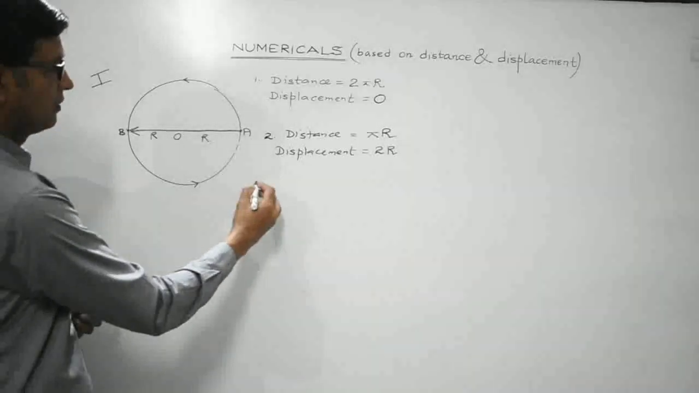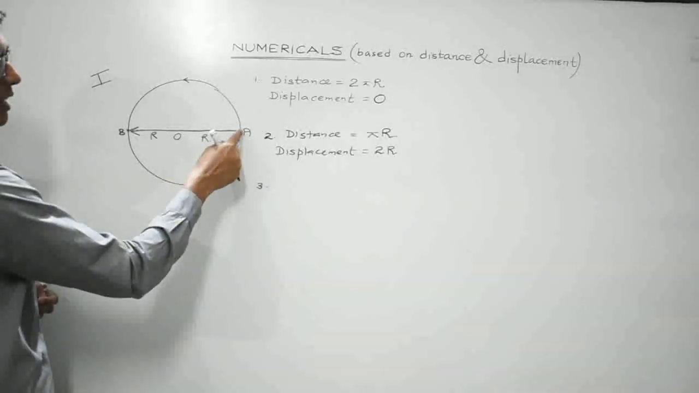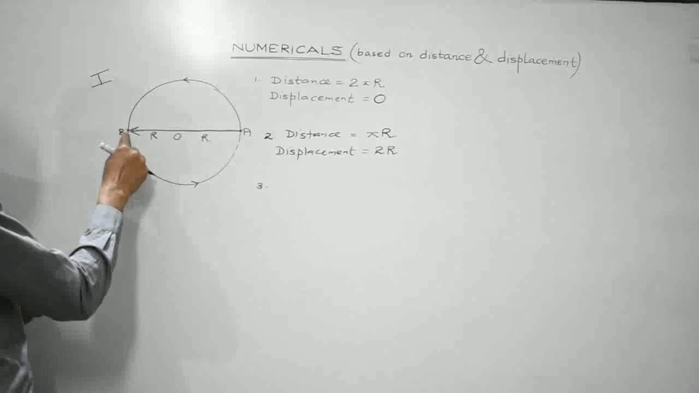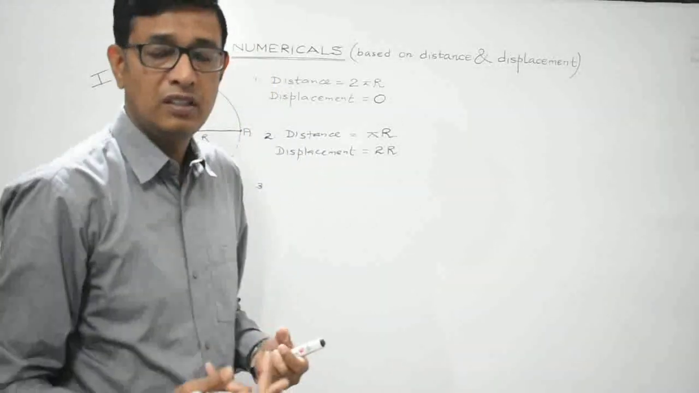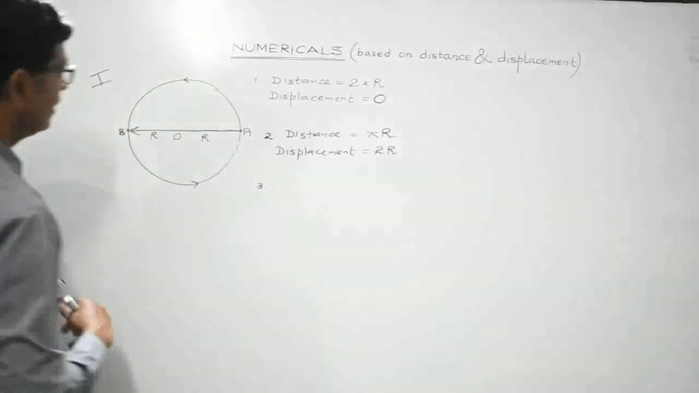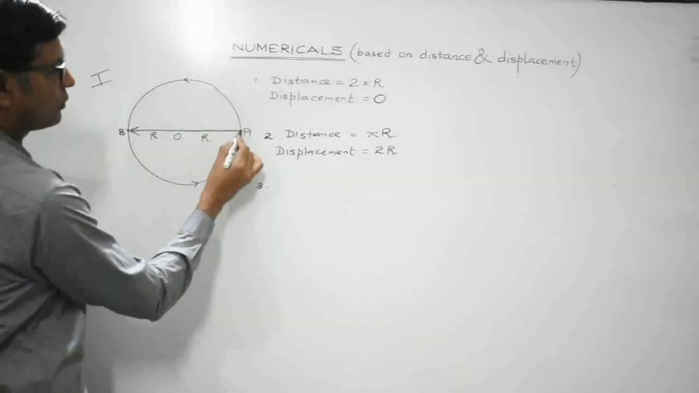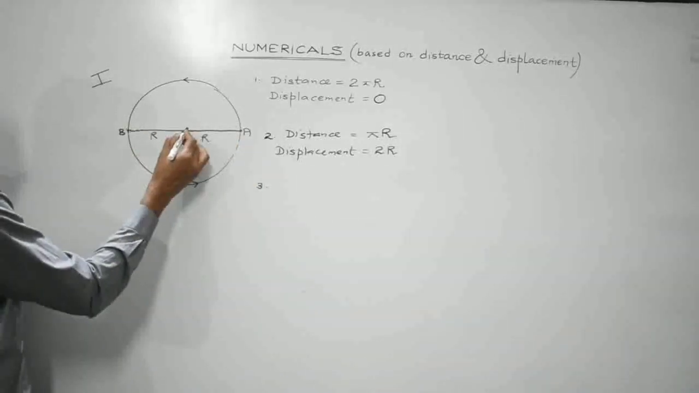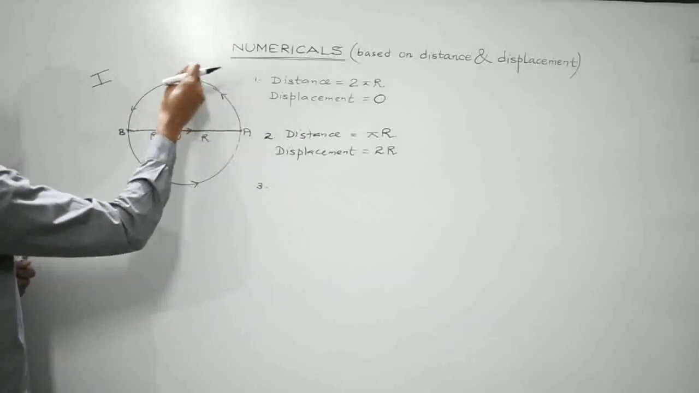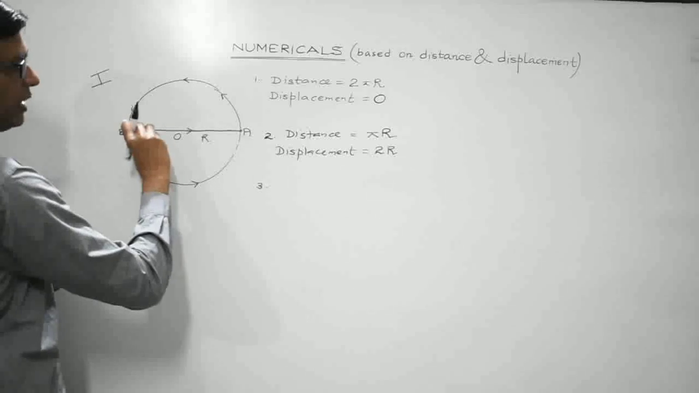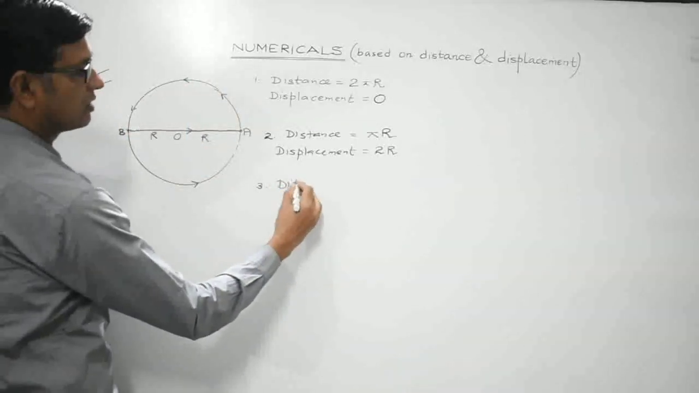Consider the third case. Let us assume the athlete starts from point A and following the track, he reaches point B. After which, suppose the athlete feels uncomfortable, he is unable to finish the race, and then he walks along this straight path and reaches point A. So this is the path which he follows. The athlete starts from point A, follows the semicircular path and then moves along the straight path BA and eventually again reaches point A. So what will be the distance in this case?